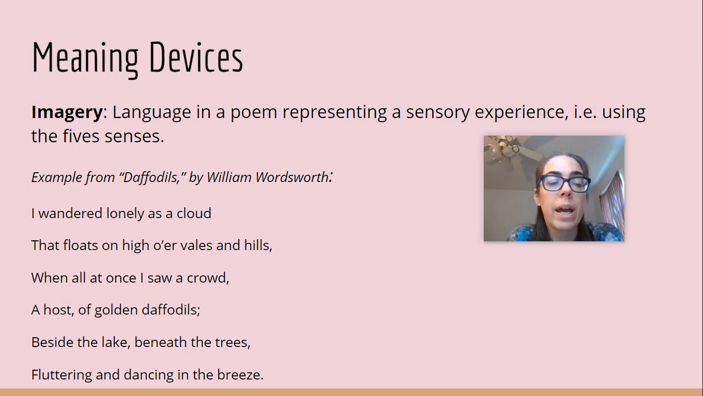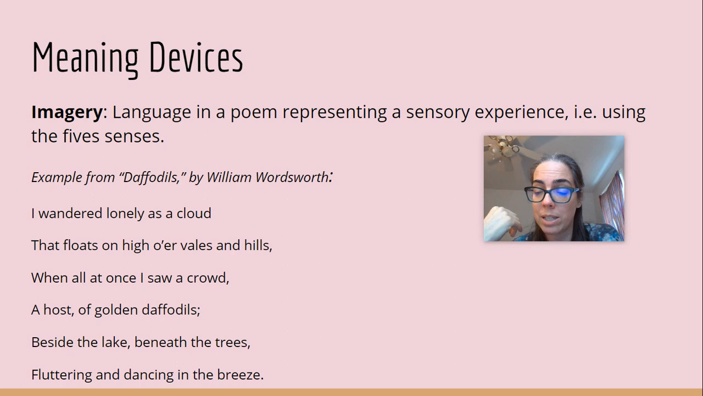I wandered lonely as a cloud that floats on high o'er vales and hills, when all at once I saw a crowd, a host of golden daffodils, beside the lake beneath the trees, fluttering and dancing in the breeze. So we've got some rhyme going on here, but the thing that we're focusing on is how he's appealing to our five senses. We've got fluttering, dancing, daffodils. We're beside a lake, which can conjure up all kinds of things, a scent, or just looking physically at it.